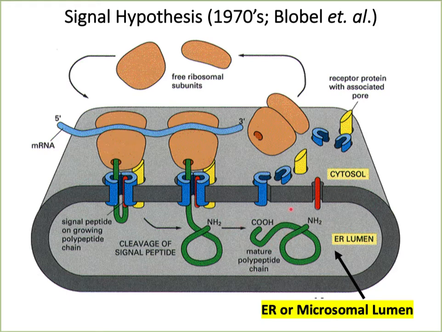And you can see that they are separated. This is the signal sequence. This is a mature protein without that signal sequence, or the portion of the protein which was at the N-terminal. This was proposed by Günter Blobel in the 70s and the 80s, and this was called the signal hypothesis.